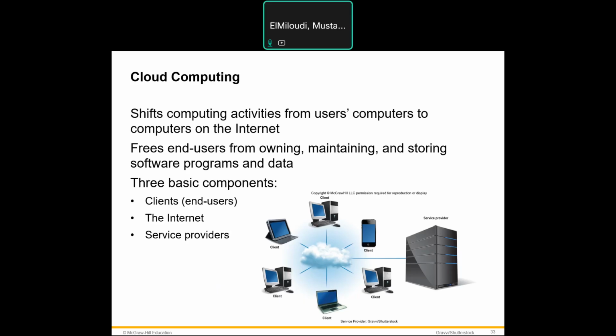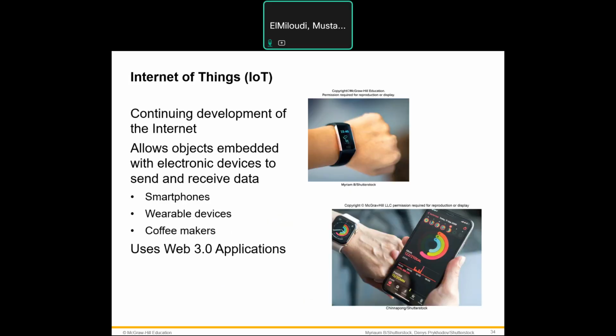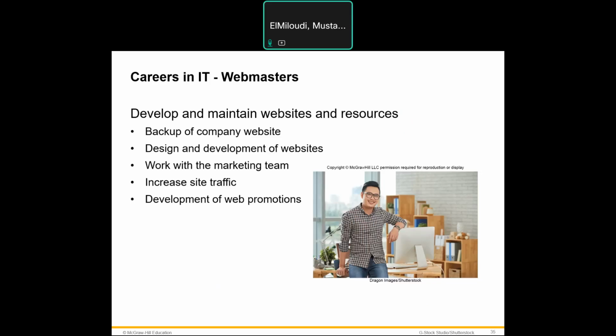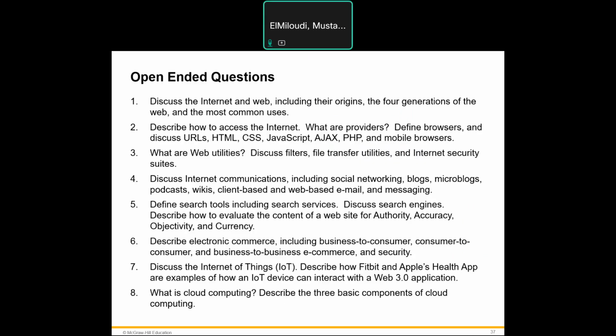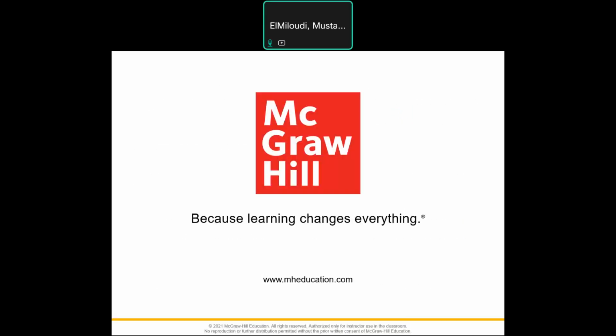Okay. We talked about the Internet of Things. We said that almost everything that we interact with is internet-based, whether it's something that we have at home, our car, our watch, our phone, everything we have is based on the internet. And then, the careers in IT, we talked about this. There are a lot of areas that you can specialize in.